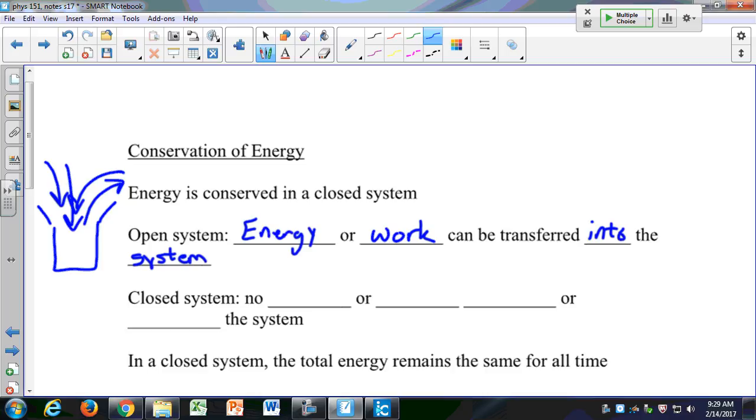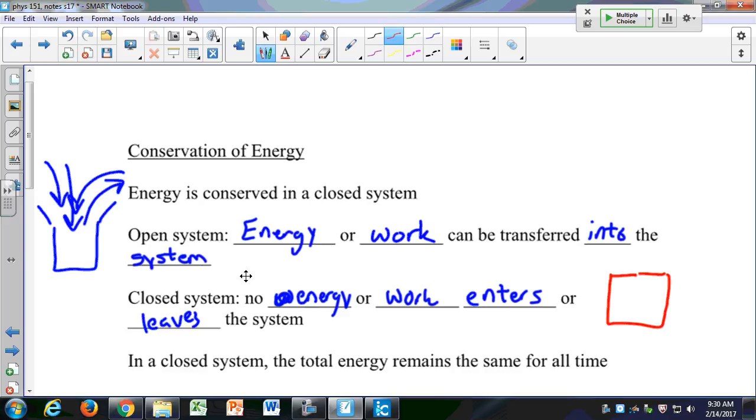Whereas a closed system, no energy or work enters or leaves the system. So this is a box that has the lid closed, and nothing's going to get into that thing. It's just going to bounce off. So we'll typically talk of our systems as closed systems.